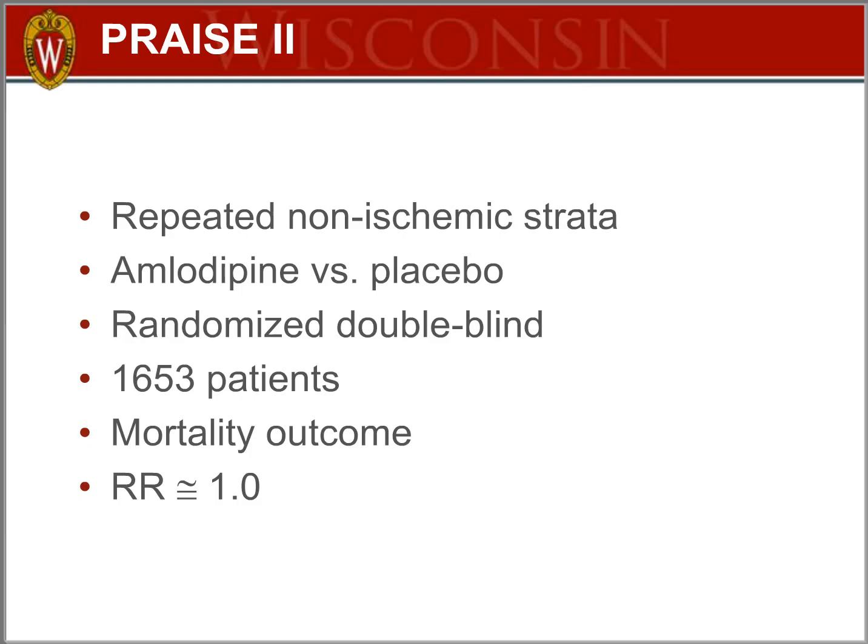So one could have followed standard statistical reasoning from PRAISE 1 and said there is a significant mortality result in the non-ischemic subgroup. However, trying to repeat that result led to an outcome of a relative risk of 1.0. This illustrates the risks of conclusions from subgroups and the need to always replicate whenever possible.